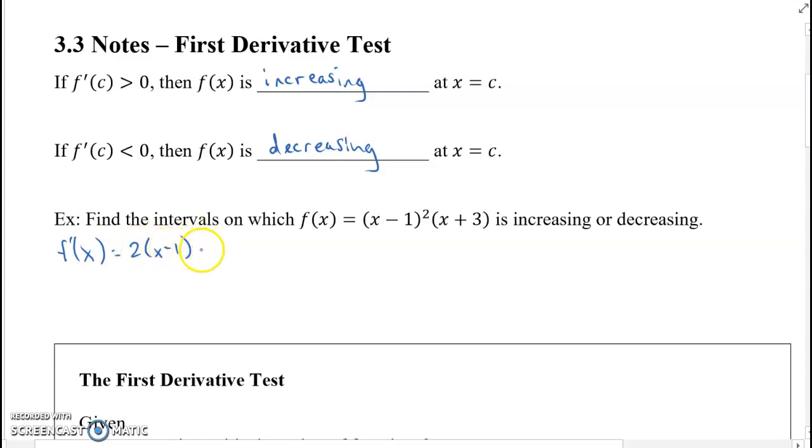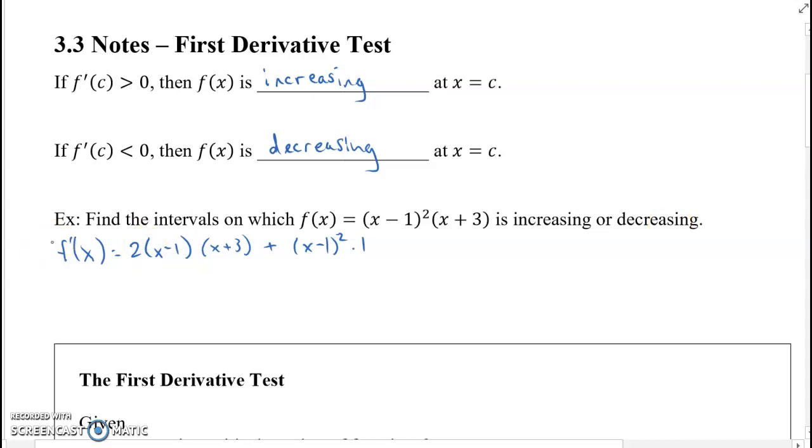So this is u prime. v is x plus 3. u prime v plus u v prime. u times v prime. v prime is just 1, because the derivative of x plus 3 is also just 1. Now, we have to ask, when is the function increasing? In other words, when is the derivative positive? And when is the function decreasing? In other words, when is the derivative negative?